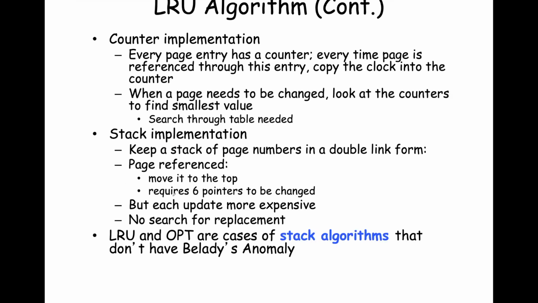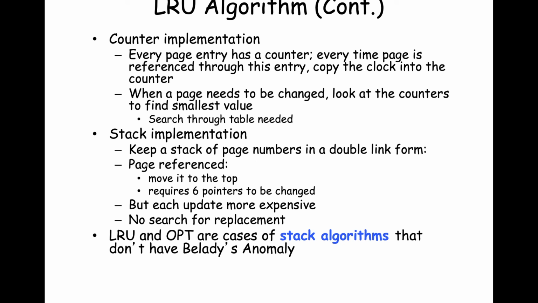One of the approaches that people use to implement LRU is a counter. Every page entry has a counter, and every time the page is referenced, you copy the clock into this counter. Therefore, when a page needs to be replaced, you look at the counters and select as the victim the page that has the smallest value, because the counter hasn't been updated when the page is not referenced. So you have to search through the page table if you need to.